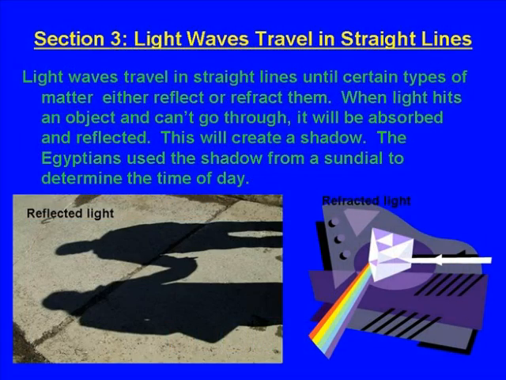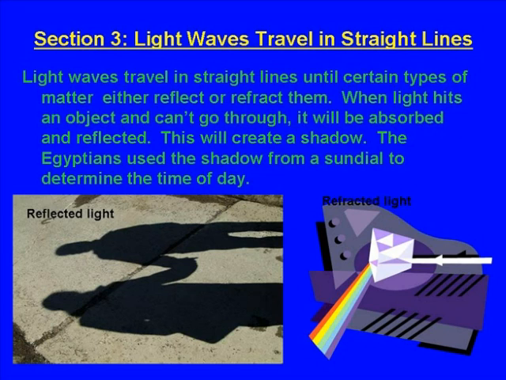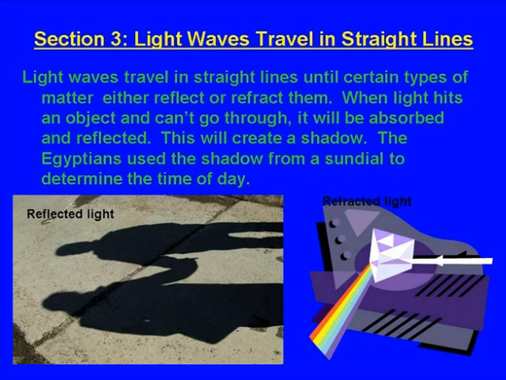Section 3. Light waves travel in straight lines. The most important points from that section are that light waves travel in straight lines until certain types of matter either reflect or refract them. When light hits an object and can't go through it, some of it will be absorbed and some will be reflected. This will create a shadow.